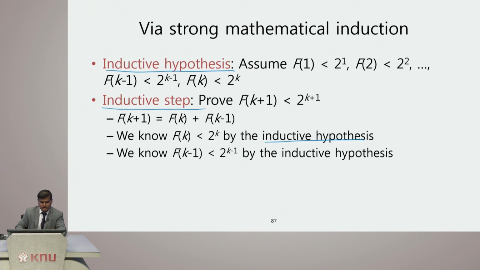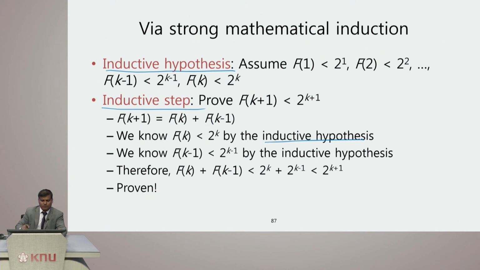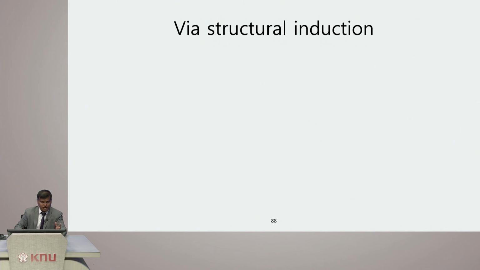So with this in mind we can apply those values over here. So f of k minus 1 is less than 2 power k minus 1. Therefore f of k plus f of k minus 1 is less than 2 power k plus 2 power k minus 1, which is less than 2 power k plus 1. So that's it. We have proved here for the inductive step via structural induction, that is, recursive steps.